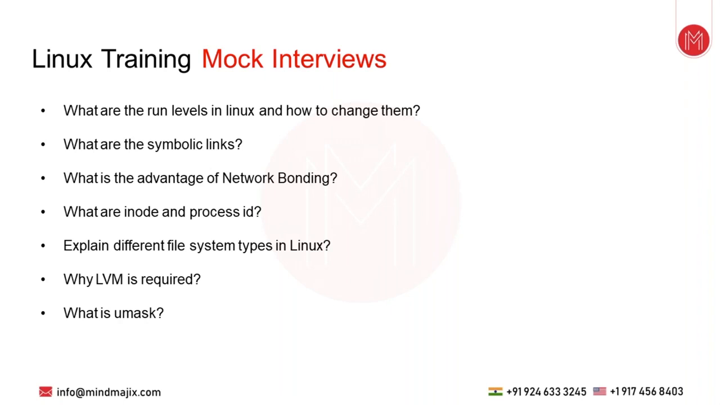What are the troubleshooting levels? What is a run level? What are the run levels? How to change them? What is a symbolic link? How to create a symbolic link? What is the advantage of net bonding? High availability. What is the inode number and process ID? By default, every file and directory has one. What is the difference between types of Linux file systems: ext, ext3, ext4, xfs? Why is LVM required?